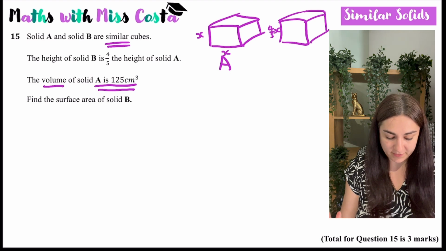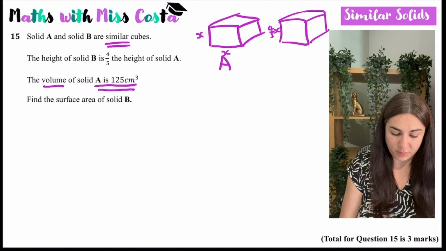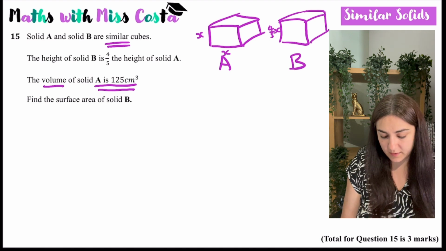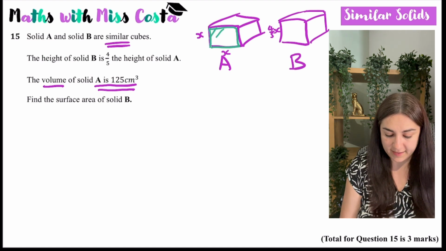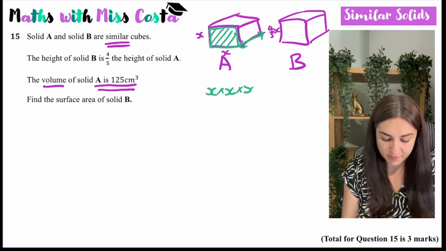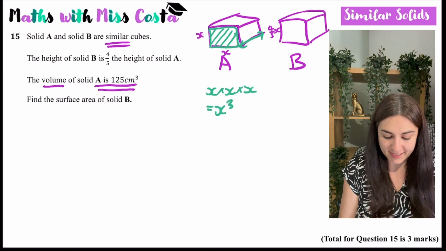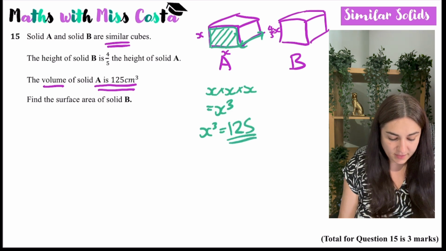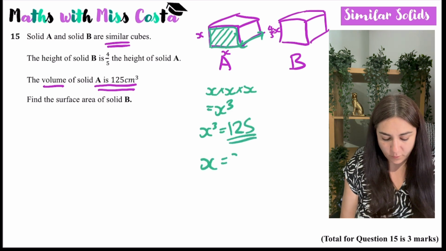Okay, so let's see what we can do. I know that X, well, how do you find the volume of a cube? You work out the area of the cross section, which would be X times X, and then you multiply it by the length. Like you imagine the cross section is the bit you can push through the whole shape. So that would be X times X times X, which is X cubed. So I know that X cubed is 125 because they've told me that. Therefore, X is going to be the cubed root of 125.